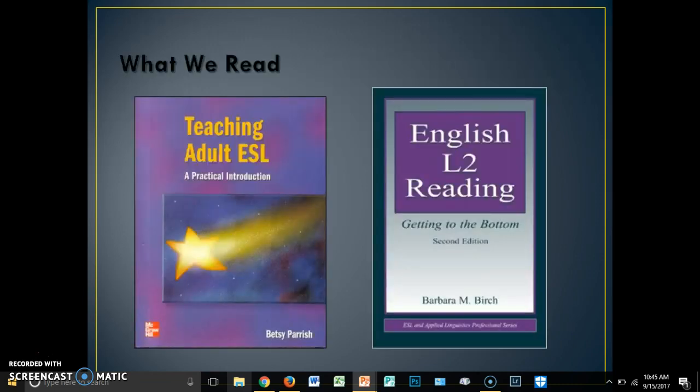We read these two books, Betsy Parrish and English L2 Reading: Getting to the Bottom by Barbara Birch. And out of these two, we came up with three key areas where ESL teachers can develop bottom-up strategies for students to become more efficient readers and really get that foundation so that they can apply their top-down knowledge when they're reading.